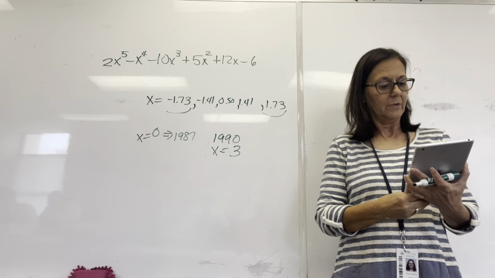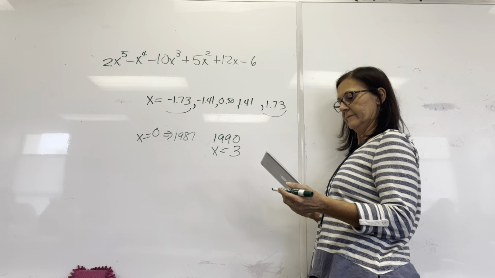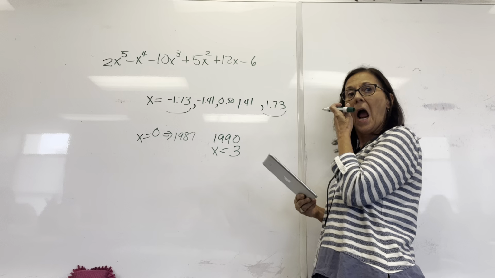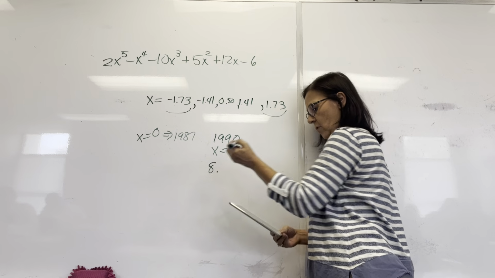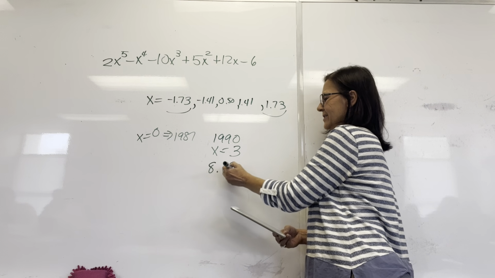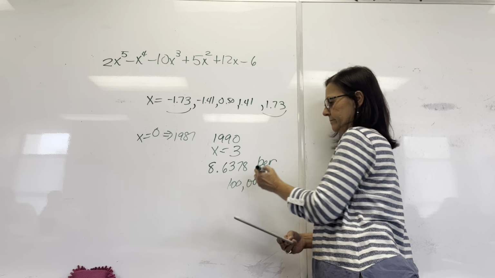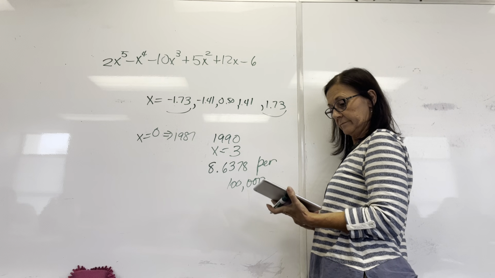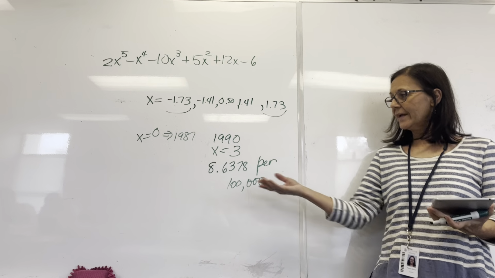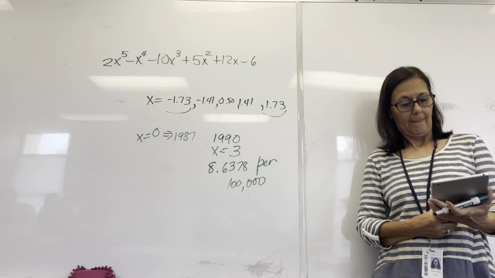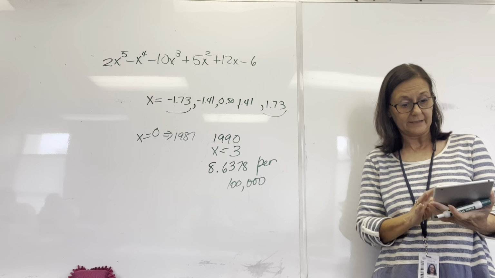All right, so how many people were murdered? What do y'all get? I think it's around 8,000. It should be 8.6378, but that would be per 100,000. That's a lot of people getting murdered. I probably know it's higher than that today, sadly.